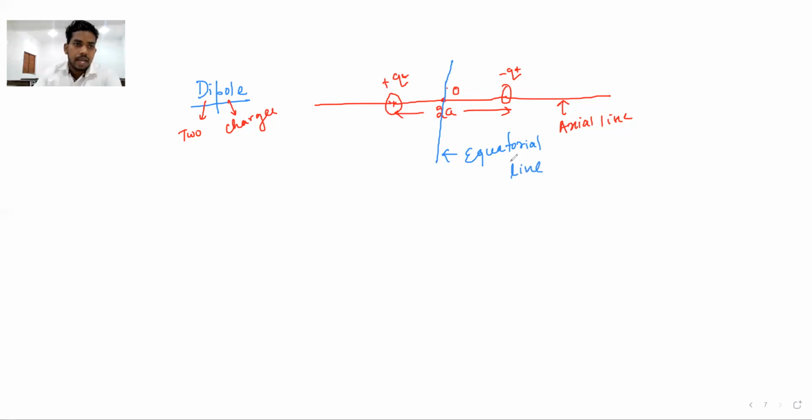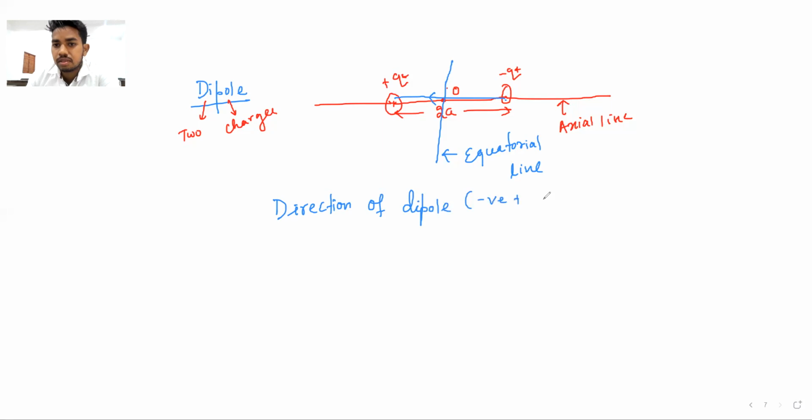I have told you the direction of field lines is from positive to negative charge, but in this case the direction of the dipole is from negative to positive charge. Negative to positive charge is the direction of the dipole. Many times this question has been asked: direction of dipole, negative to positive charge.